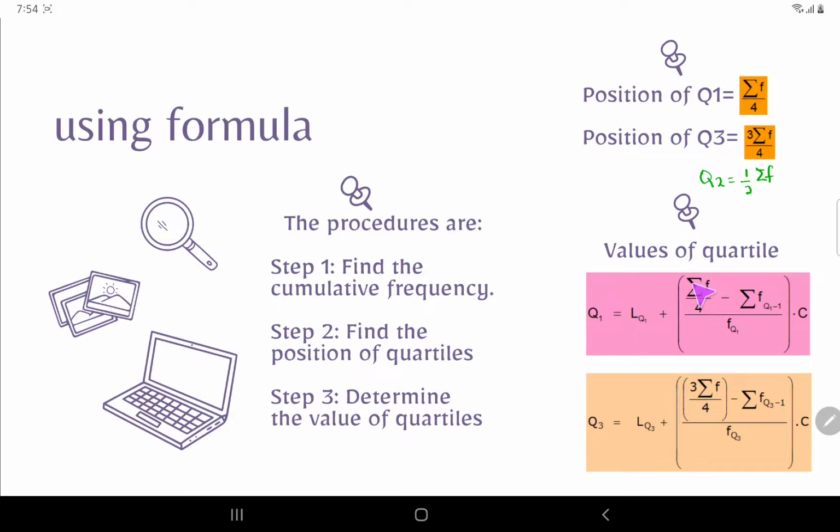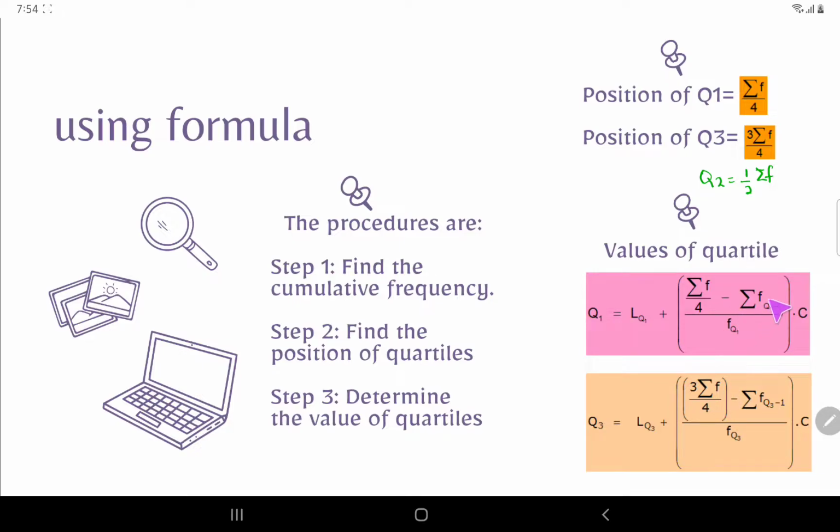Here is total frequency divided by 4. Here it is total frequency multiplied with 3/4. So this means total frequency times 1/4 for Q1, and total frequency times 3/4 for Q3. For Q2, we can change it here: total of frequency multiplied with 1/2. Here is LQ2. So we can modify the formula for Q2 ourselves.